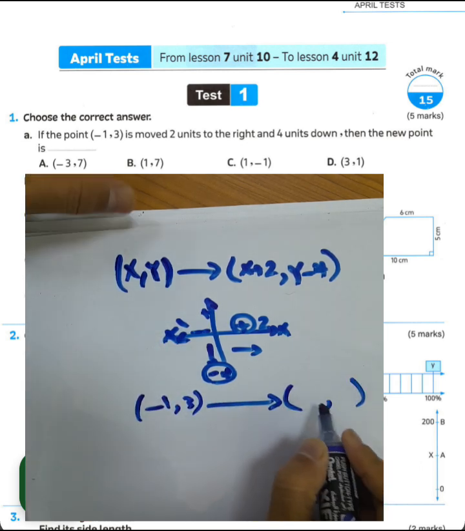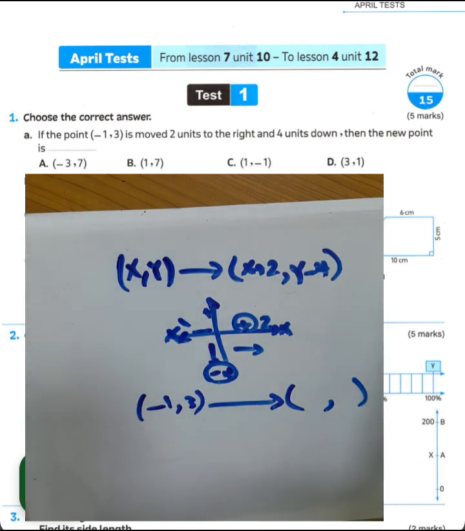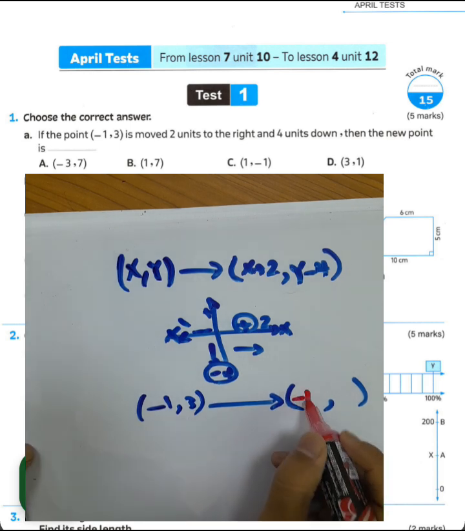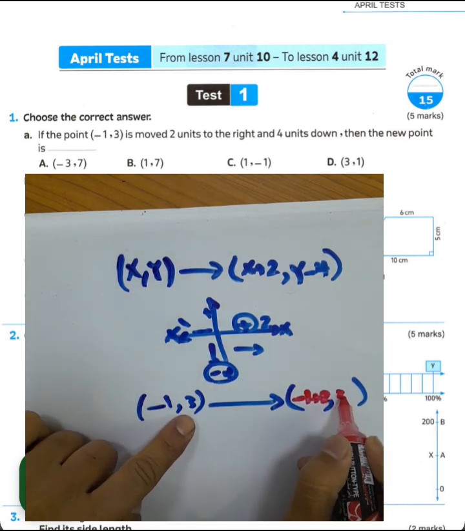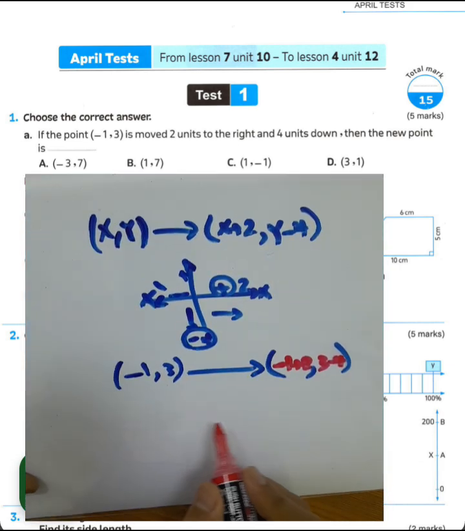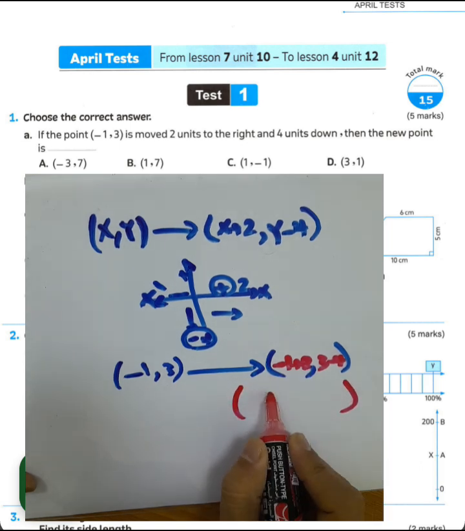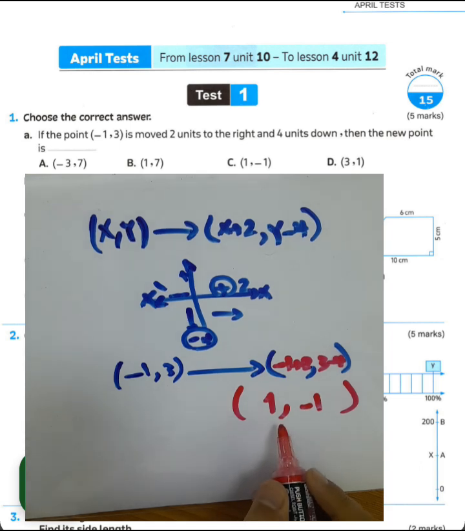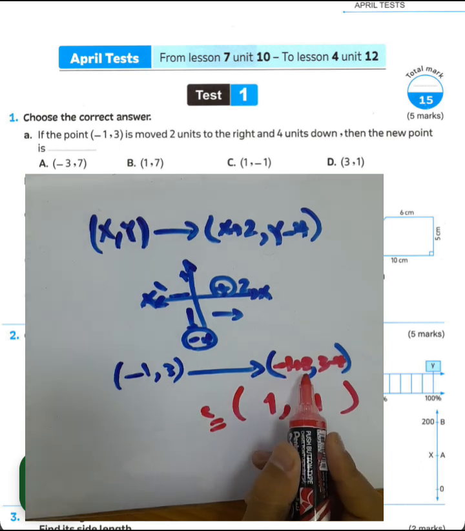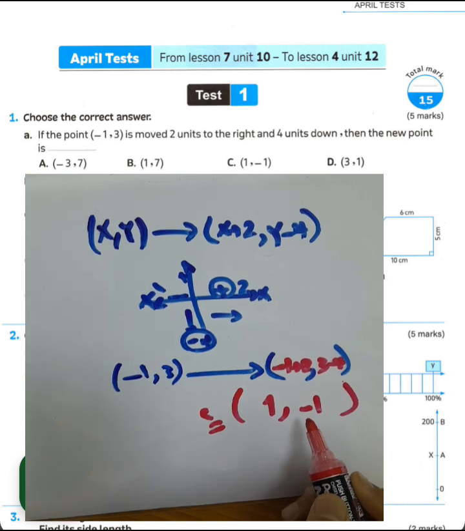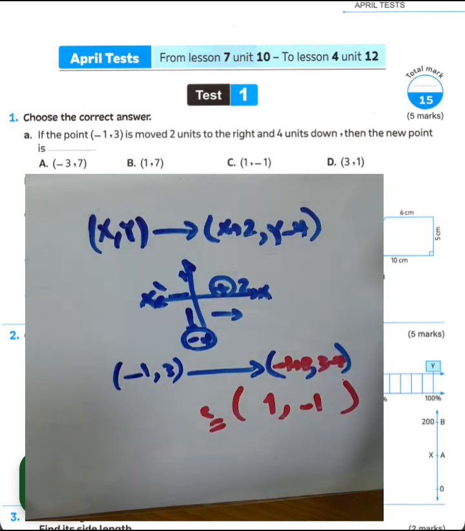We must apply the rule. He tells us in the example, move 2 units to the right. Write negative 1 here plus 2. Okay, and write 3 here, minus 4. Understood? Then the image will be negative 1 plus 2, which is 1, and 3 minus 4, which is negative 1. Then the point will be 1 and negative 1. Choose letter C. Okay, understood? Choose letter C for this example.